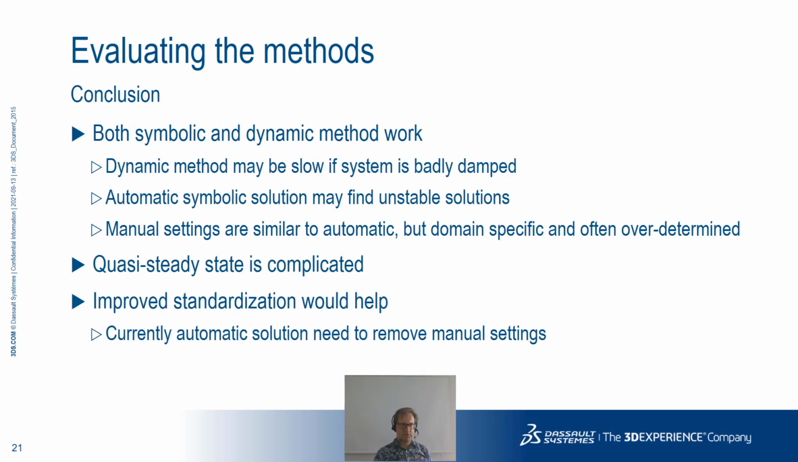So the conclusions here are that both the symbolic and the dynamic methods work, and the dynamic method can be slow if a system is badly damped, etc. Whereas the automatic symbolic solution may find an unstable solution. The manual is similar, and the problem is that it's more domain specific, and it's often overdetermined. So in general, you have to work a bit more to do it. On the other hand, by working a bit more, you don't find the unstable solutions because you've worked through that in more detail.